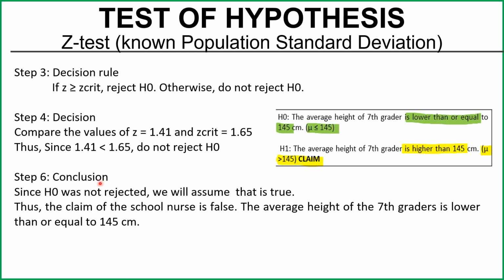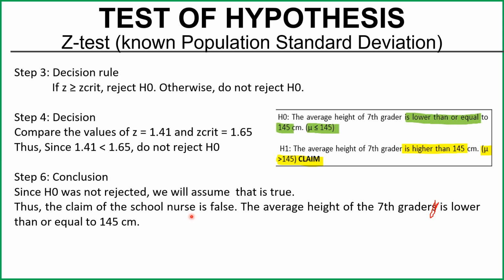And therefore, for our conclusion, since H0, the null, was not rejected, we will assume that it is true, because it was not rejected. Thus, the claim of the school nurse is false. What should our conclusion be? Since H0 is accepted, or we do not reject the null, we just rewrite it as the conclusion. So, since the claim of the school nurse is false, the average height of the 7th graders is lower than or equal to 145 centimeters.